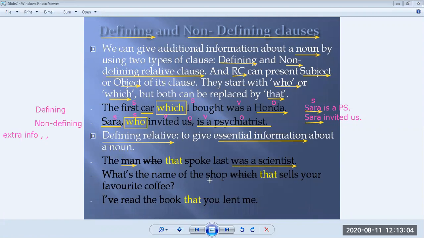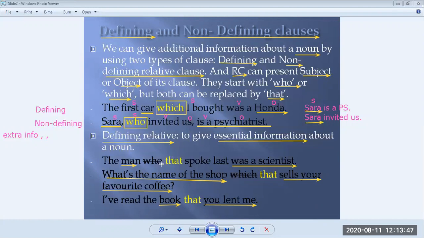Now, what is the name of the shop that sells your favorite coffee? The shop sells your favorite coffee. This is the main part. I have read the book that you lent me. That you lent me, "you lent me" is your relative clause, okay? And this one is giving extra information about the book. Essential information. Here the essential information about what's the name of the shop is the question, right? What's the name of this is the main question, but which or that tells you the coffee shop.